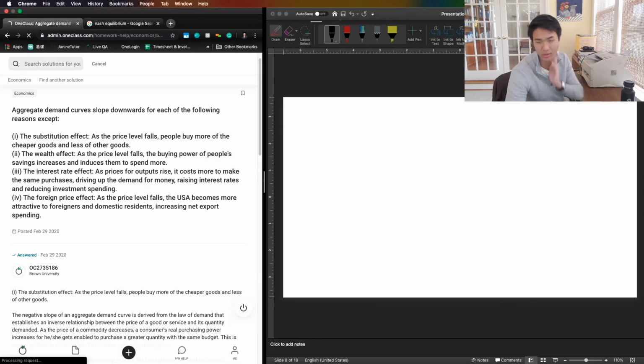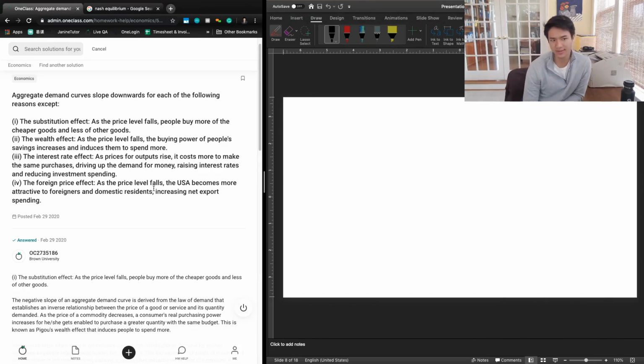So next question says, the aggregate demand curve slopes downwards for each of the following reasons except which of the following? Number one, the substitution effect. As the price level falls, people buy more of the cheaper goods and less of the other goods. B says the wealth effect. As the price level falls, the buying power of people's savings increases and induces them to spend more.